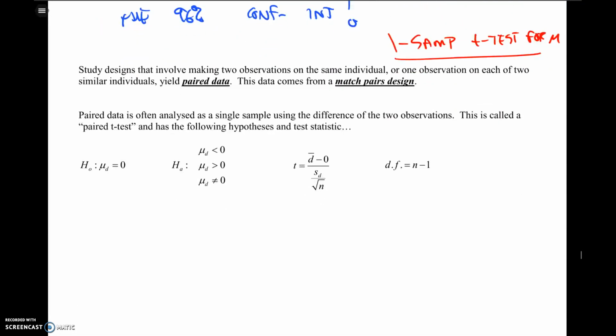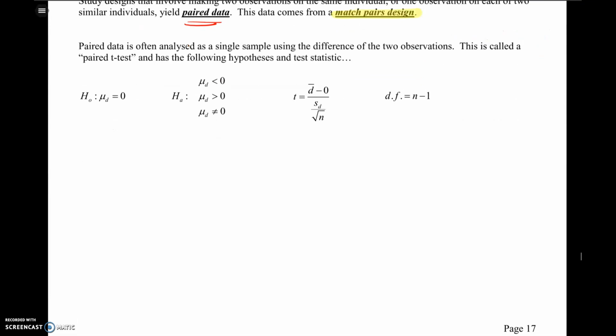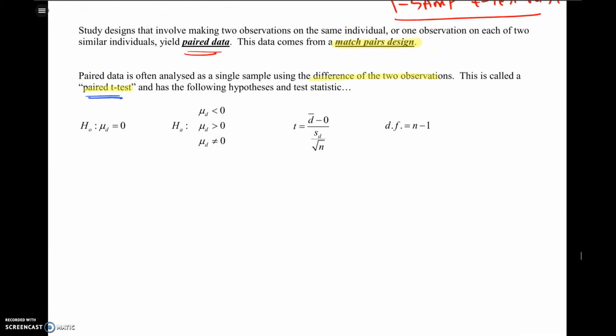Study designs that involve making two observations on the same individual, or one observation on each of two similar individuals, yield paired data. Paired data comes from a matched pairs design. Paired data is often analyzed as a single sample using the difference of the two observations. This is called a paired t-test or a matched pairs t-test. So this is going to be the name. This is kind of a special name, so you don't have to say one-sample; you could just say paired t-test.